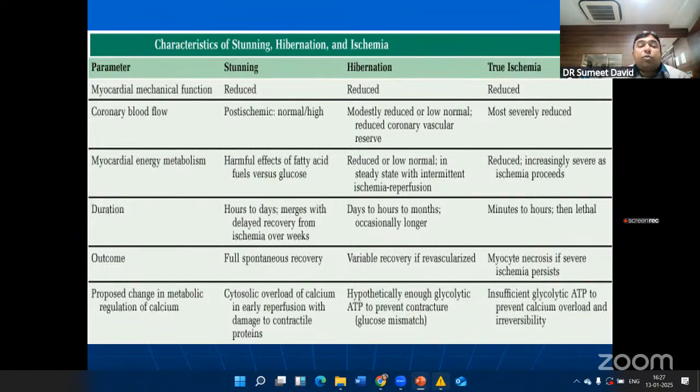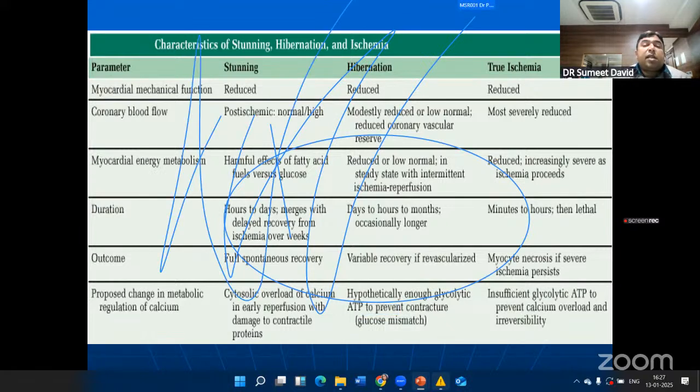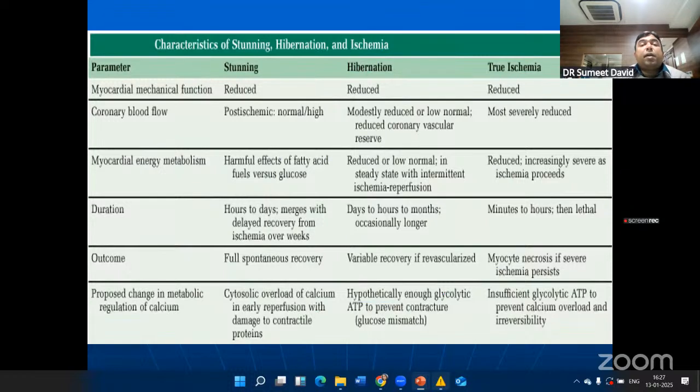So duration: hours to days in stunning, maybe weeks, and days to hours to months in hibernation. Because sometimes a patient might ask you why it is taking a lot of time. You have revascularized the patient, but it's taking months to recover. It may happen in hibernation. And true ischemia takes minutes to hours, then later maybe days. So outcome: full recovery in stunning, variable recovery if revascularized in hibernation. In ischemia, if severe ischemia persists, there is myocardial necrosis, then it is totally damaged. Right?